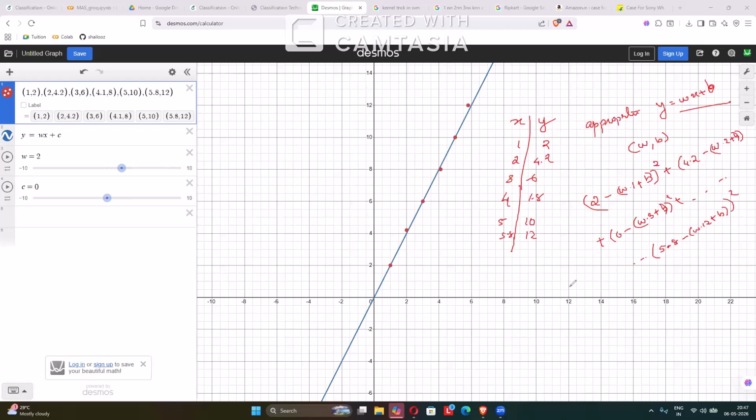This quantity can also be called the total error, right? And this total error can be represented as sigma of (yi minus w into xi minus b) whole square, right? Is it clear? Are you getting it?